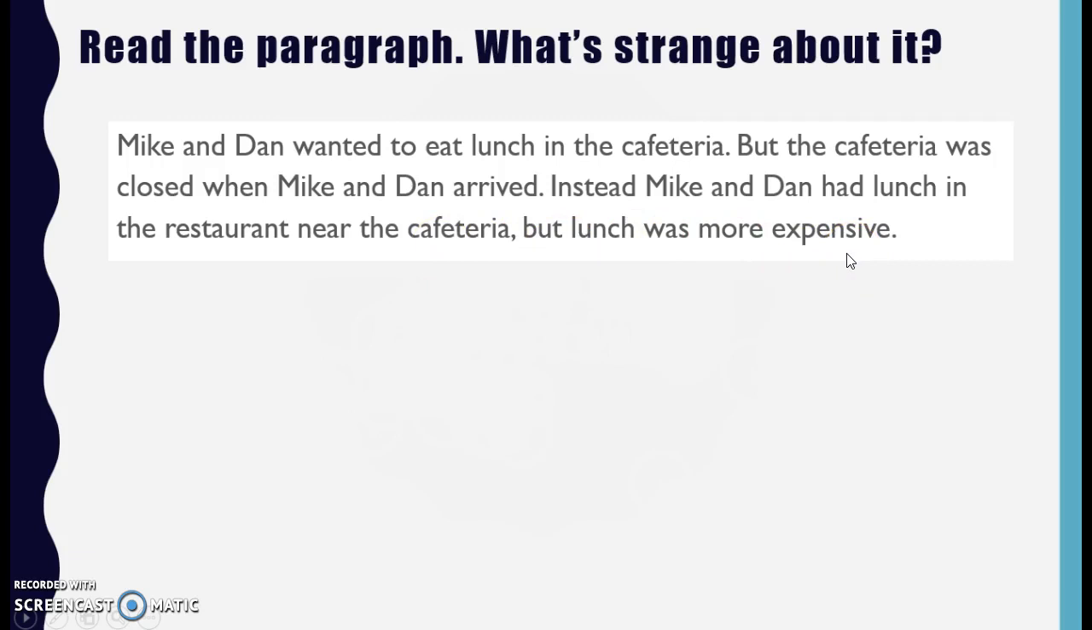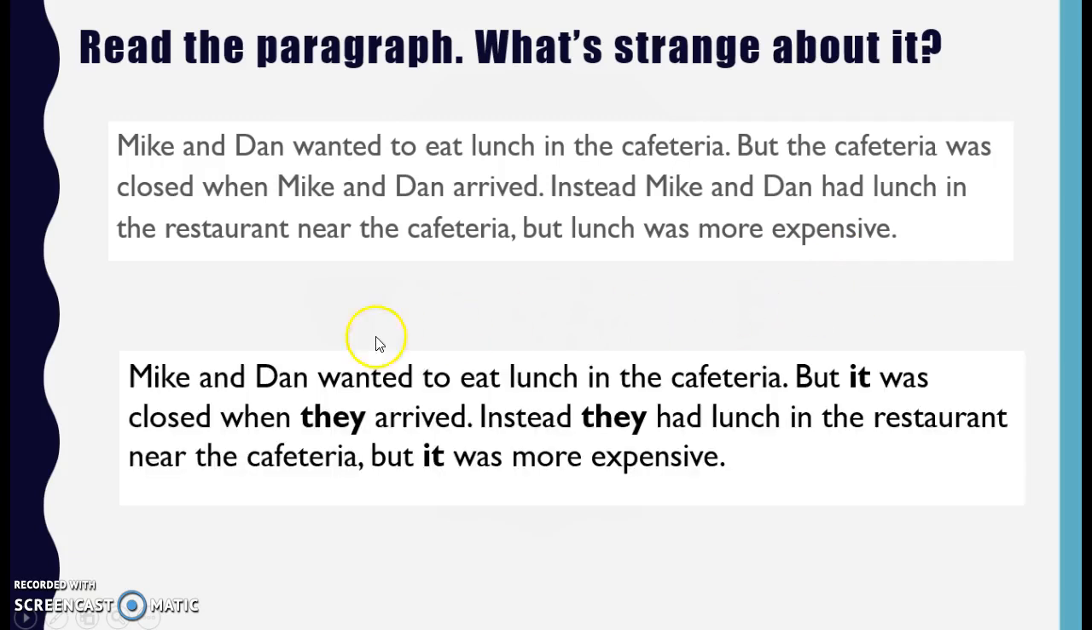Now let's read another version of the text. Mike and Dan wanted to eat lunch in the cafeteria, but it was closed when they arrived. Instead, they had lunch in the restaurant near the cafeteria, but it was more expensive. So what's the difference here?